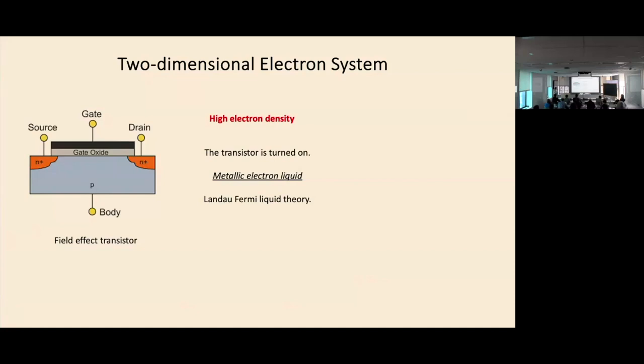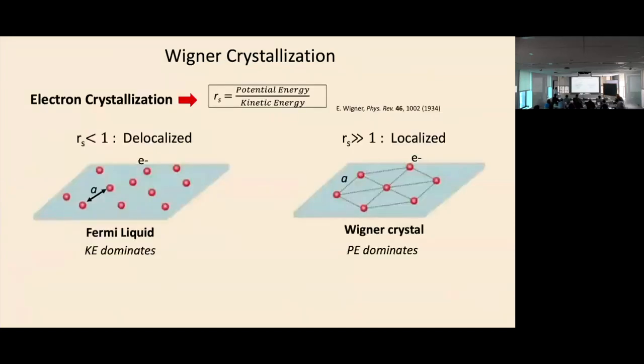When you have a high density electron gas, you form a metallic Landau Fermi liquid. However, it was also known a long time ago that if the electron density is very low, they will not be in the liquid phase, but instead they will form a two-dimensional electron solid known as a Wigner crystal. The way to understand the Wigner crystal, I actually learned from Andy when I was a graduate student at Columbia.